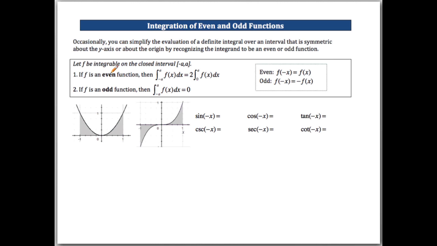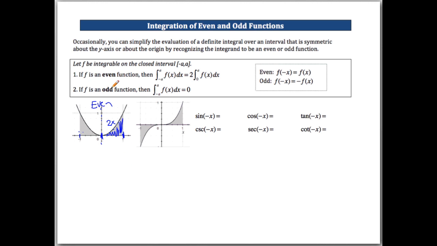Now if f is an even function, then the integral from negative a to a of f of x dx is going to be 2 times the integral from 0 to a of f of x dx. So let's see what we're talking about here. This would be an example of an even function. And notice if we go from negative 1 to 1 that it's symmetrical about the y-axis. So basically what we're saying is if you can find this integral from 0 to 1 and you double it, you're going to get the entire integral.